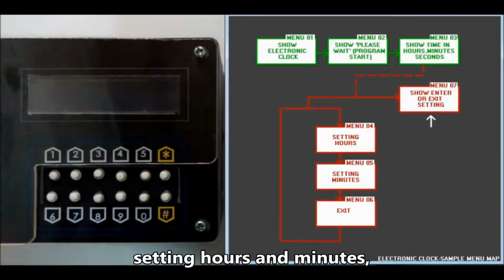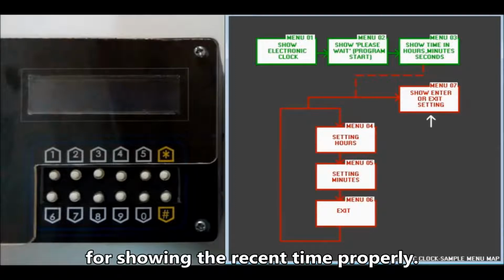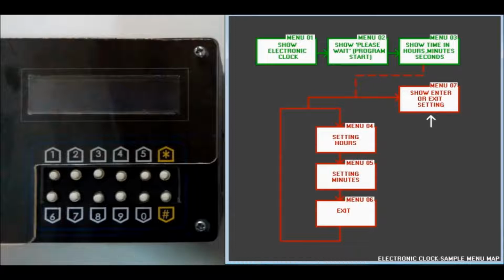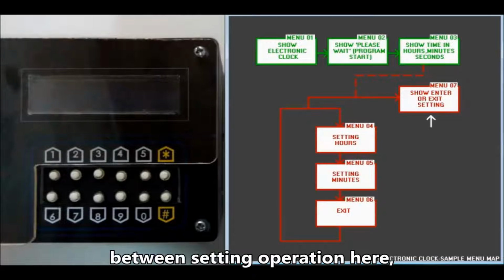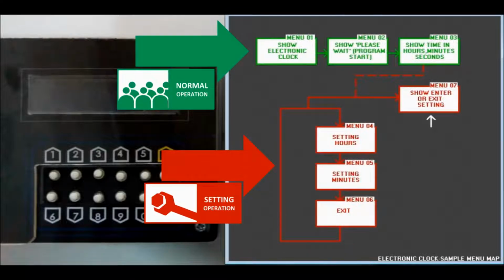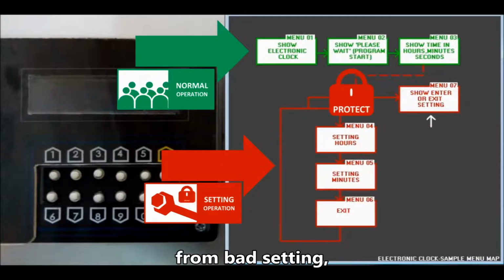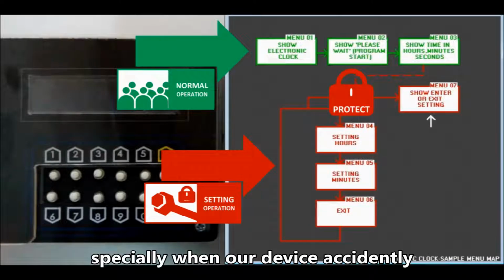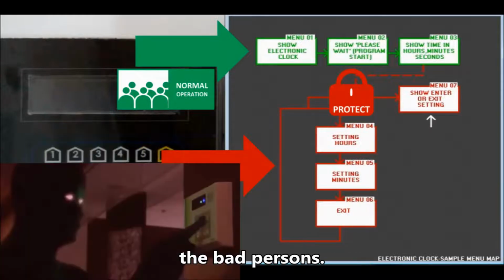Alright, setting hours and minutes are needed by our electronic clock for showing the current time properly. But there is always a good reason to divide first between the setting operation here and the normal operation here, in order to protect the setting area from bad settings, especially when our device is accidentally used by children, or even bad persons.